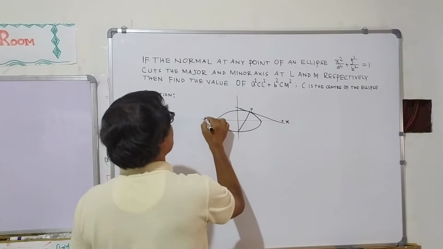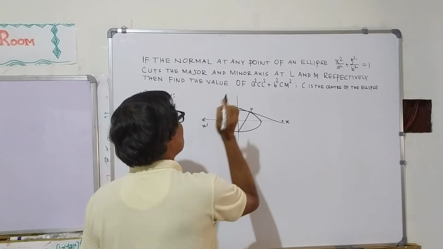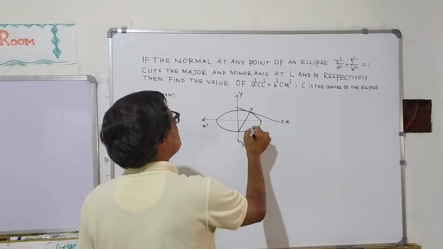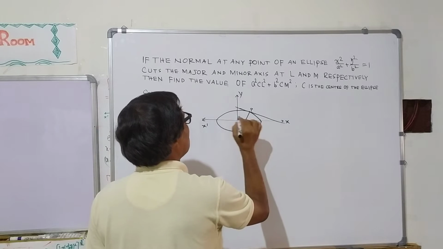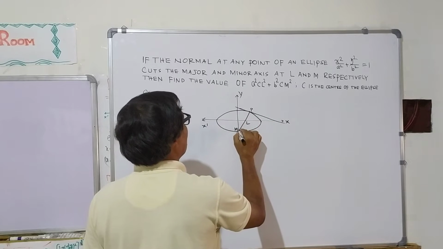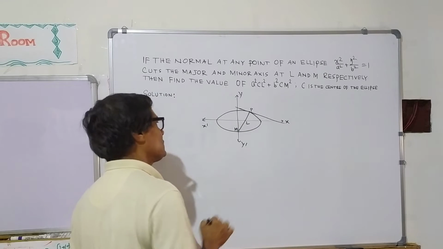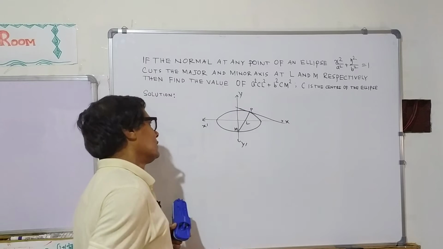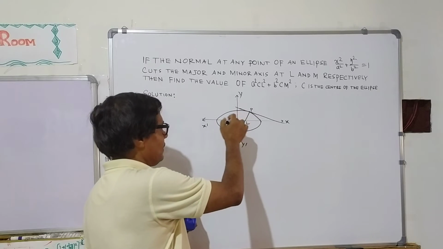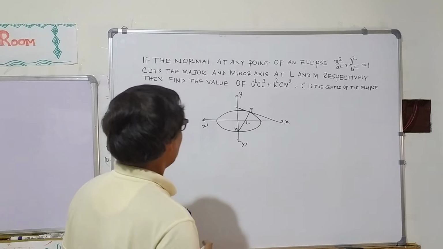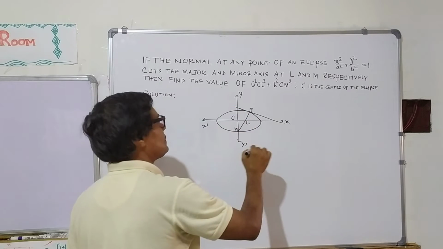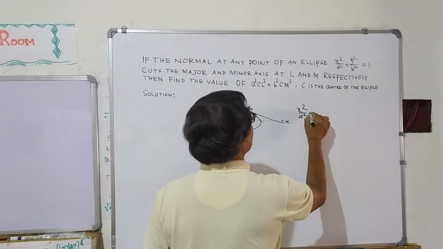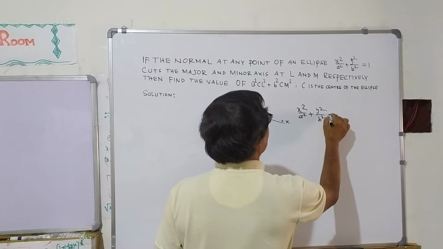This is the major axis and this is the minor axis. The normal cuts the major axis at L and the minor axis at M, and C is the center of the ellipse. The equation of the ellipse is given by x square over a square plus y square over b square equal to 1.